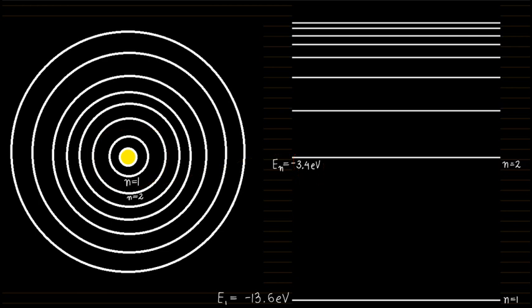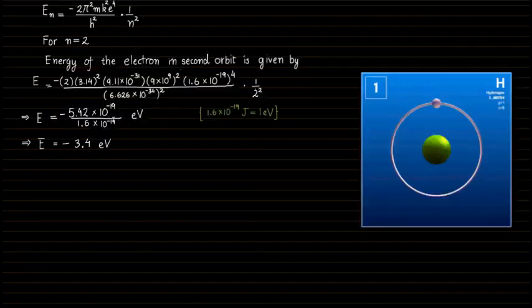Fine. So we have calculated the energy of the electron in the first orbit and in the second orbit. Now, instead of repeating this whole calculation, what I can do is calculate this value in terms of electron volts first. Why? Because this term is constant.